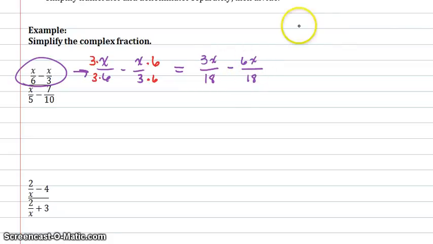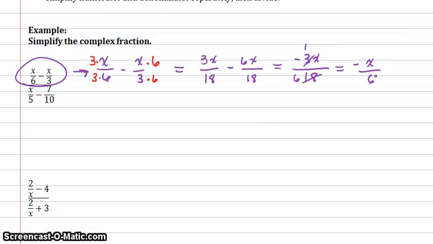So we have 3x minus 6x, that equals negative 3x. And then our denominator, remember, stays the same. So we have negative 3x over 18. It's best, if you can simplify this, to do so now. 3 goes into both 3 and 18. 3 goes into 3 one time and 18 6 times. So this simplifies to negative x over 6. Okay, so that's our numerator.